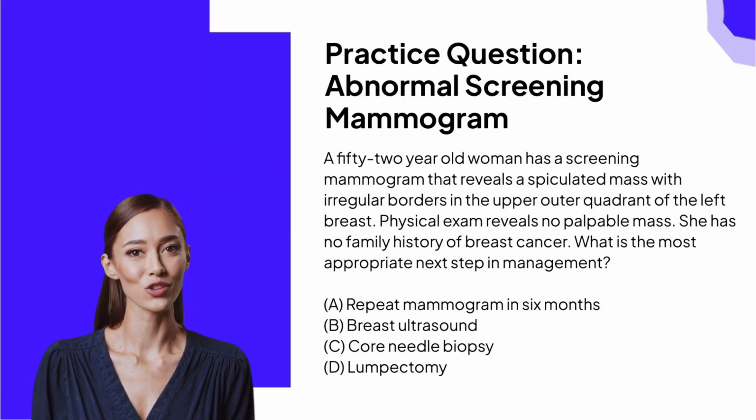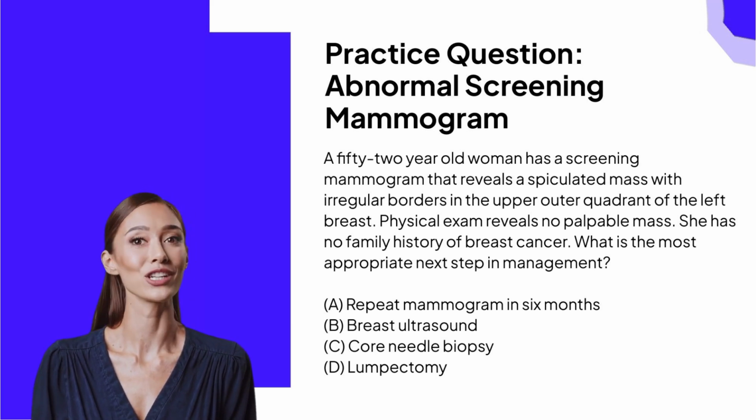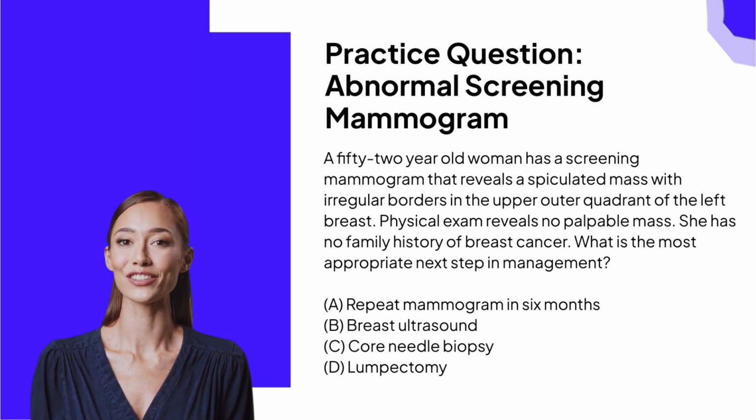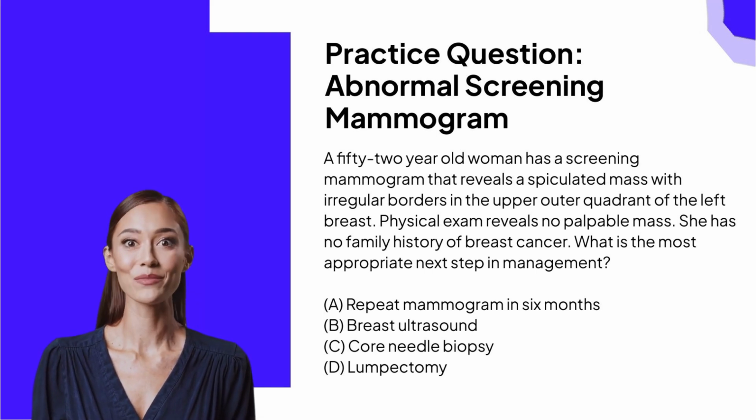A 52-year-old woman has a screening mammogram that reveals a spiculated mass with irregular borders in the upper outer quadrant of the left breast. Physical exam reveals no palpable mass. She has no family history of breast cancer. What is the most appropriate next step in management? Think about what the mammogram findings are telling you and what the next best step would be before moving on.